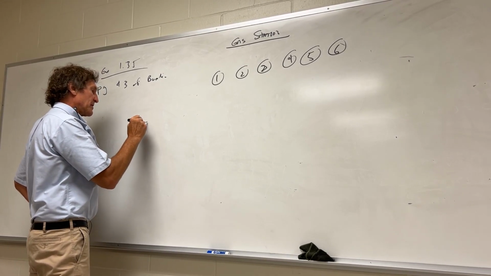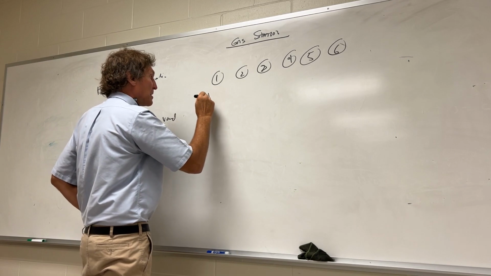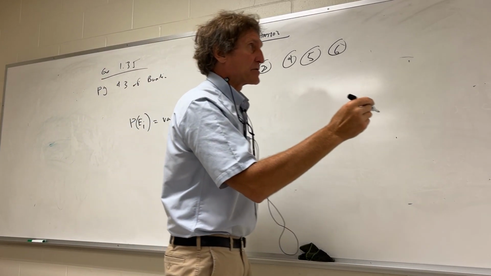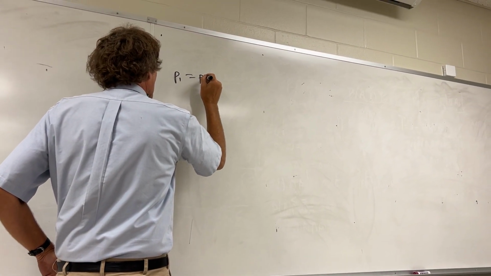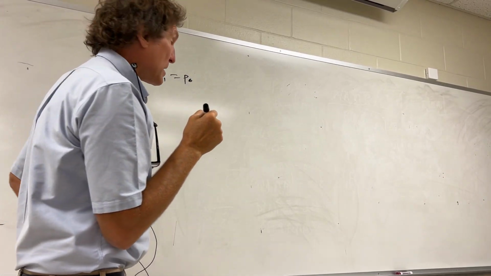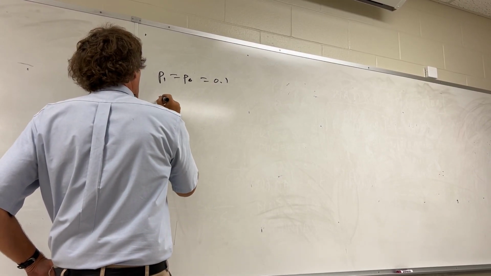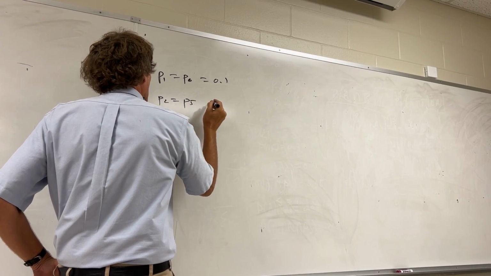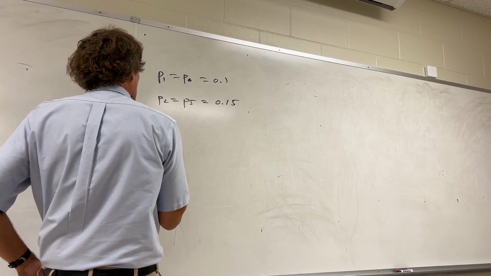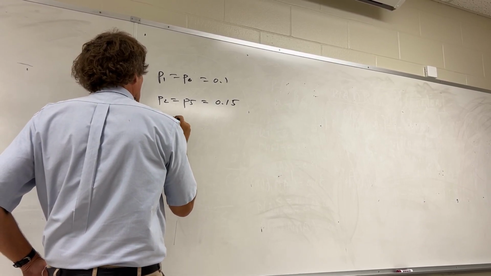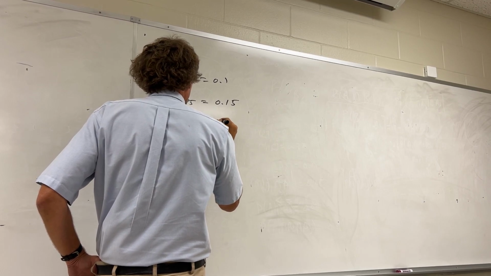So the probability of E sub i. Suppose that P(E1) equals P(E6) equals 0.10. So the probability of the first pump is equal to the probability of the 6th pump, which equals 0.10. The probability of the second pump equals the probability of the 5th pump, which equals 0.15. And the probability of the 3rd and 4th pump are equal and equal 0.25.